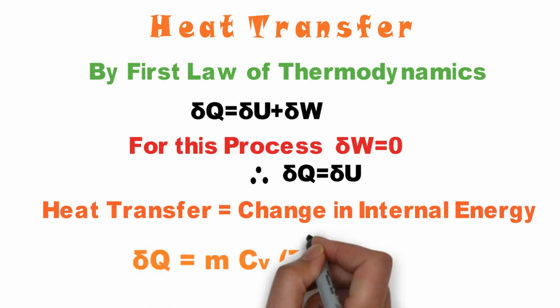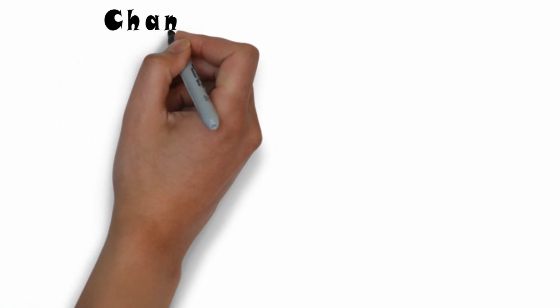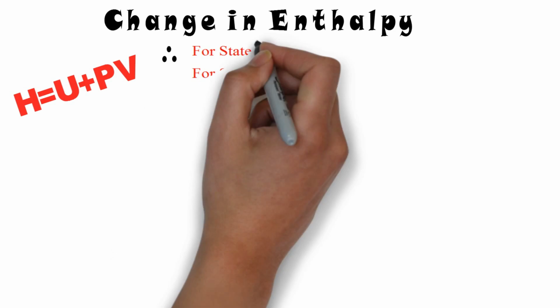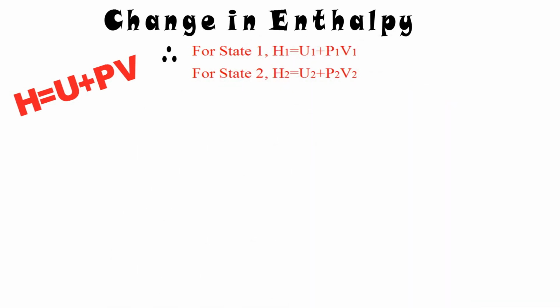Now we derive the equation for change in enthalpy. We know that enthalpy is the sum of internal energy plus the product of pressure and volume. So for process 1 to 2, at state 1 the enthalpy equation is H1 equal to U1 plus P1 V1, and for state 2, H2 equal to U2 plus P2 V2. State, as we discussed in our previous lecture of basics of thermodynamics, is described by a minimum of 2 properties. Here one property, volume, remains constant throughout the process, so we consider the 2 remaining properties, pressure and temperature. Now subtract H1 from H2.